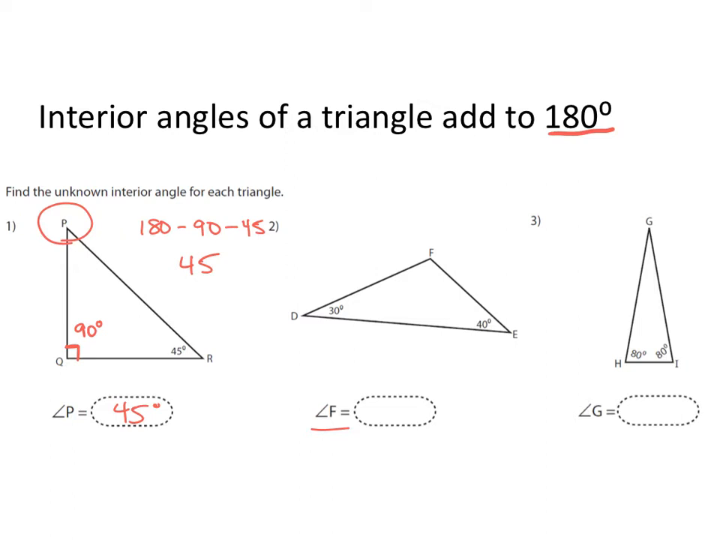We can do the same thing here for angle F. Let me change color. So basically, if I go 180 minus my 30 degrees minus my 40 degrees, I end up with 110 degrees for angle F.